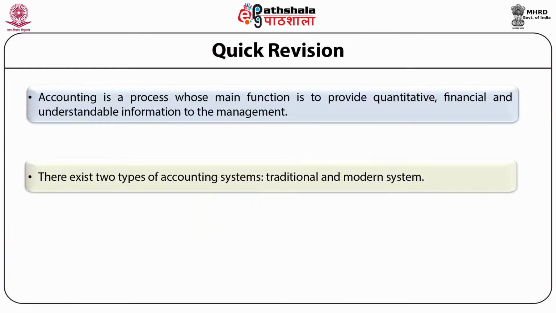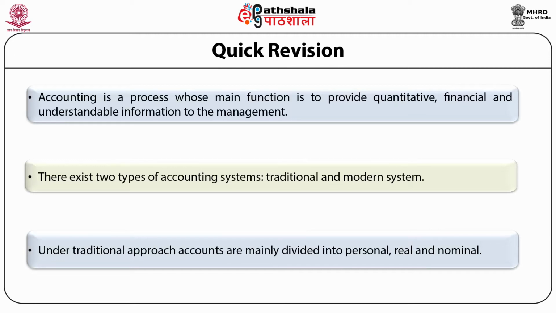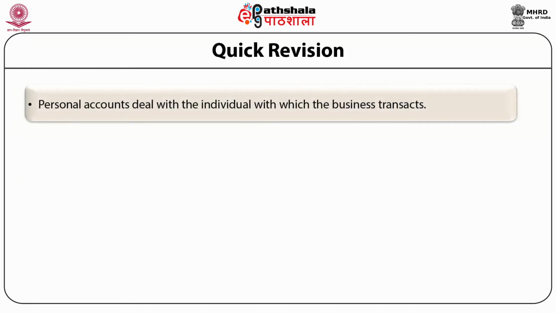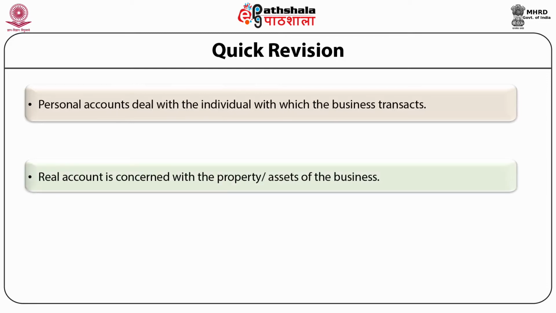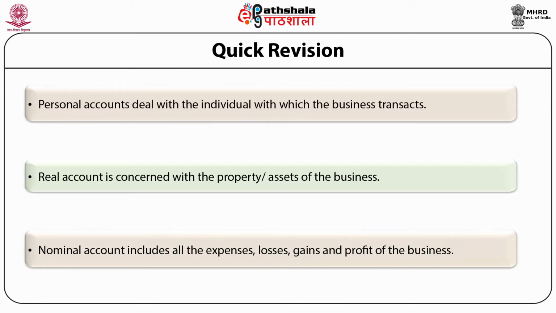Two types of accounting systems: traditional system and modern system. Under the traditional approach, accounts are mainly divided into personal, real, and nominal accounts. Personal accounts deal with the individual with which the business transacts. Real account is concerned with the property or assets of the business. Nominal account includes all the expenses, losses, gains, and profit of the business.